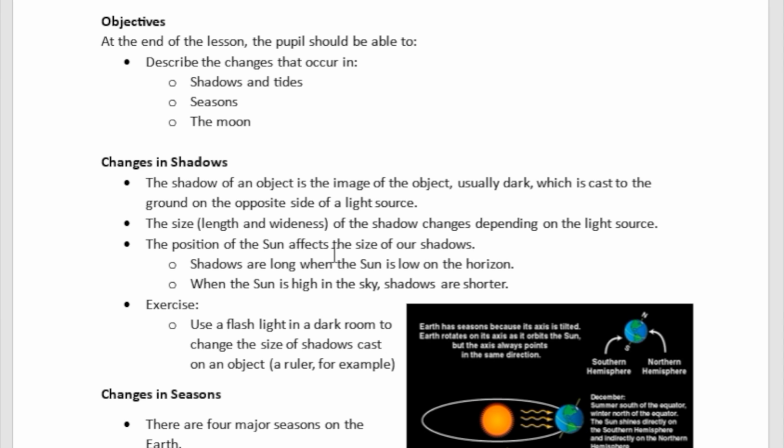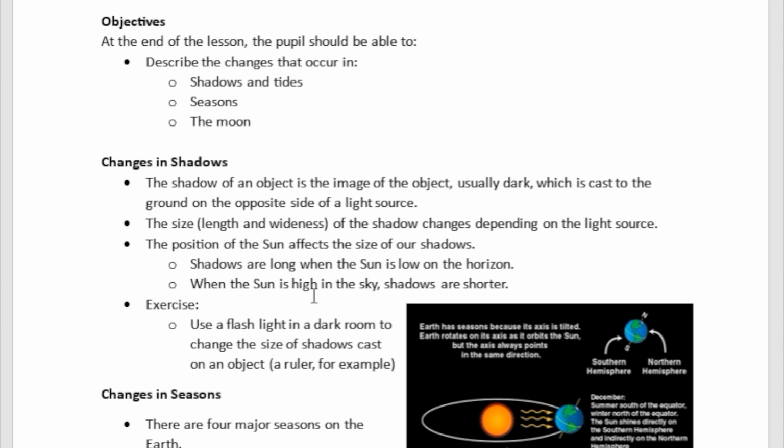The position of the sun affects the size of our shadows, for example. So shadows are going to be long when the sun is low on the horizon. And when the sun is really high in the sky, shadows are shorter. So that is the reason shadows change.